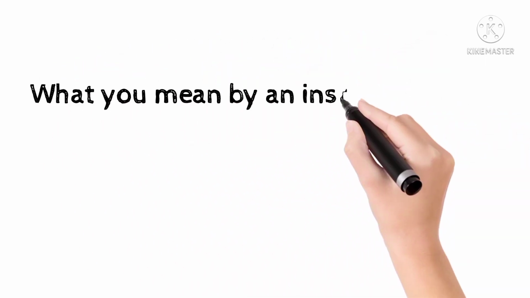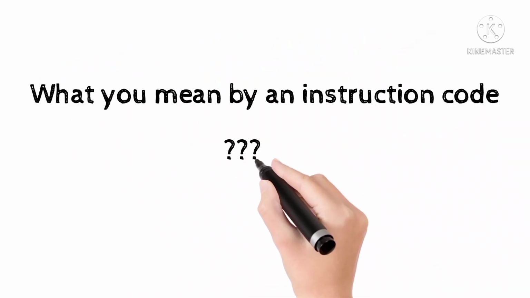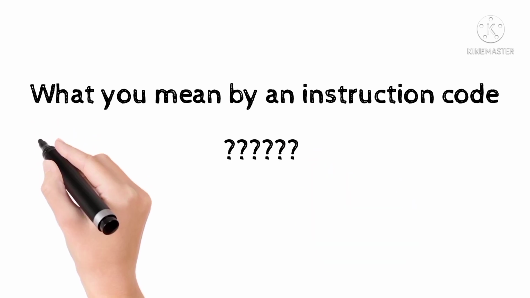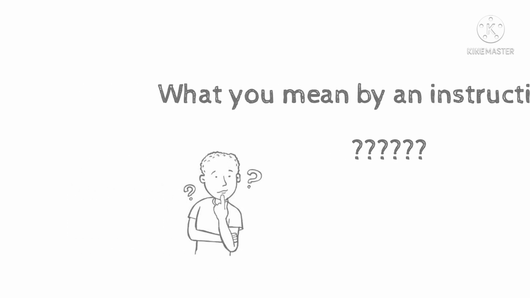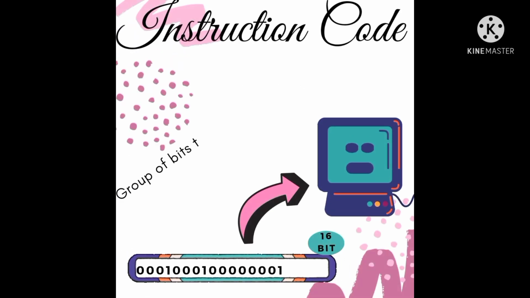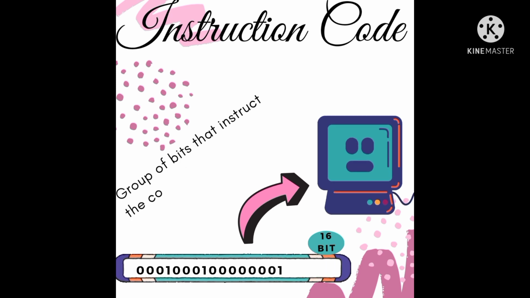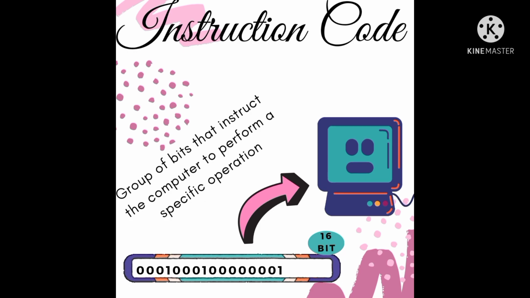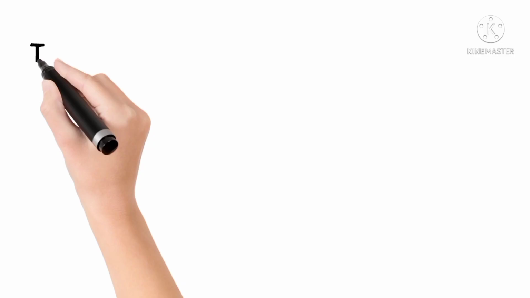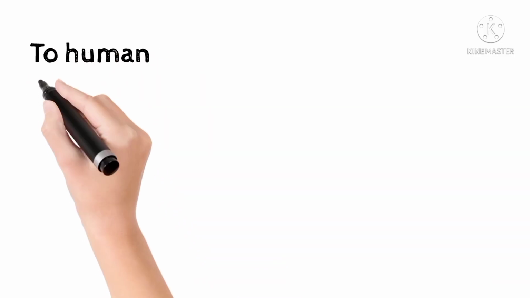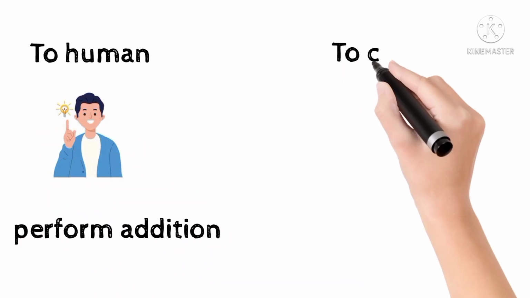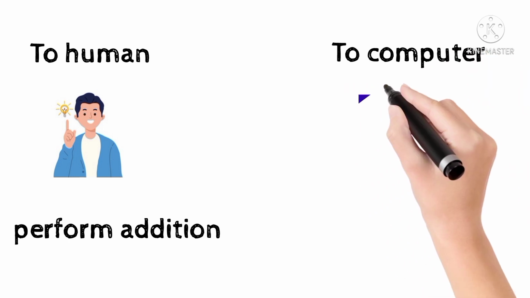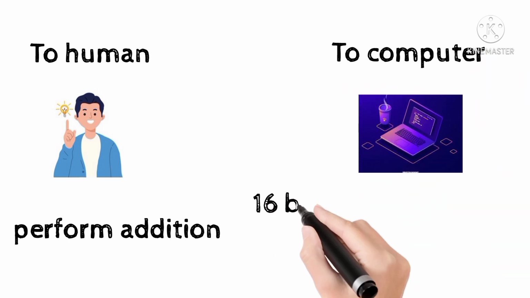In today's lecture, I am going to explain what you mean by an instruction code and what the different types of instruction code are. An instruction code is a group of bits that instruct the computer to perform a specific operation. That means if we want to add two numbers, instead of using the command add, our computer uses its corresponding 16-bit binary code to perform the same operation.